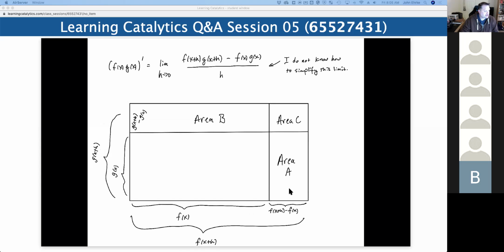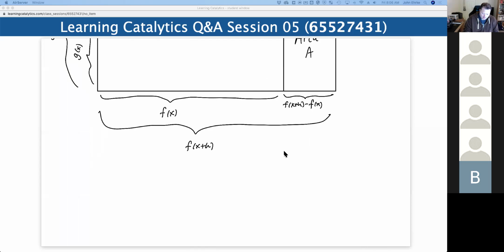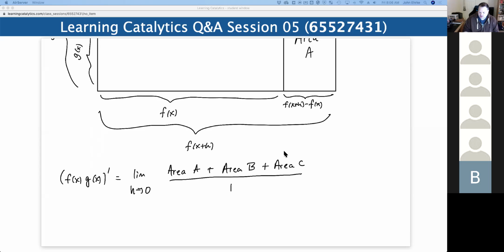So if I take the entire rectangle and subtract off this little corner piece here, then that leaves these three areas, area A plus B plus C. So the way that we're going to handle this is I'm going to replace the numerator of that limit with the area of A plus the area of B plus the area of C, divided by h, because that's what that numerator is equal to.